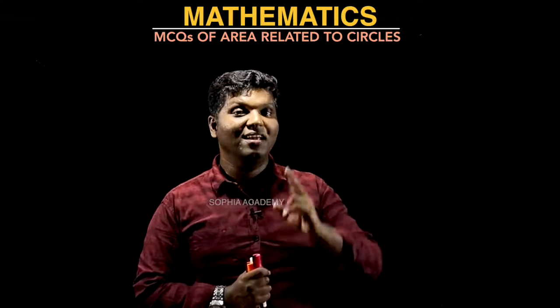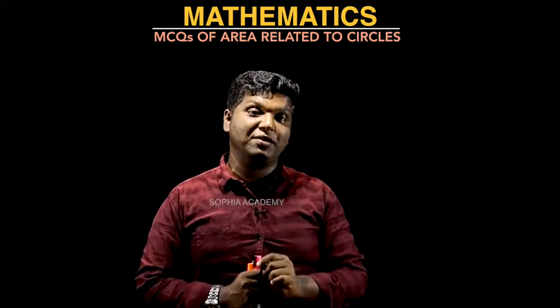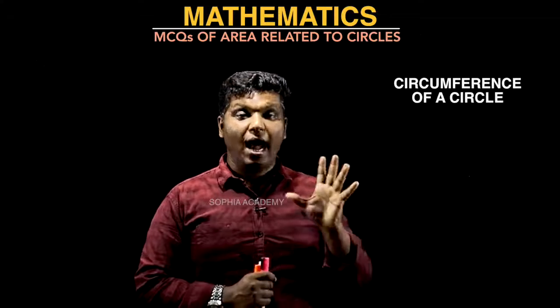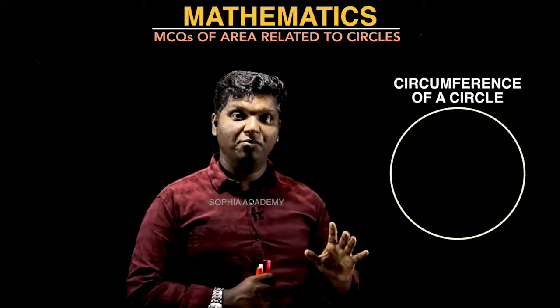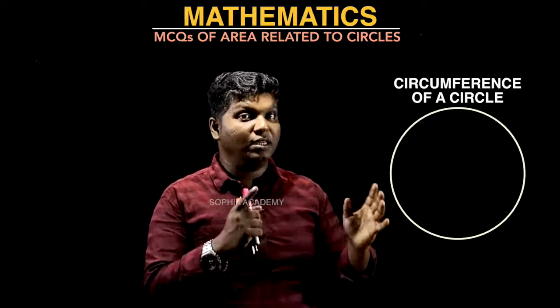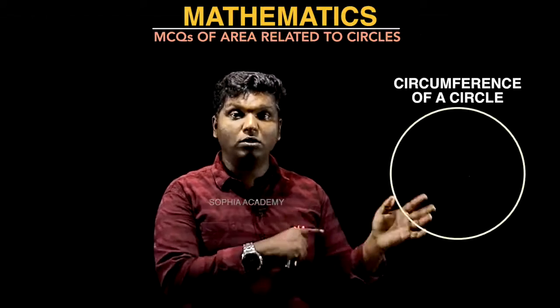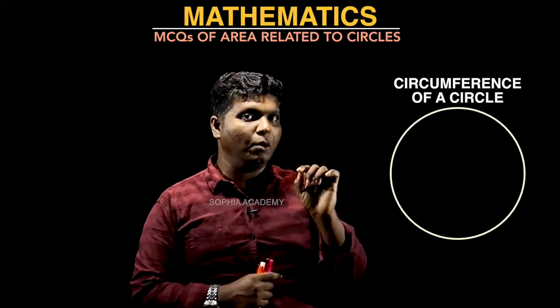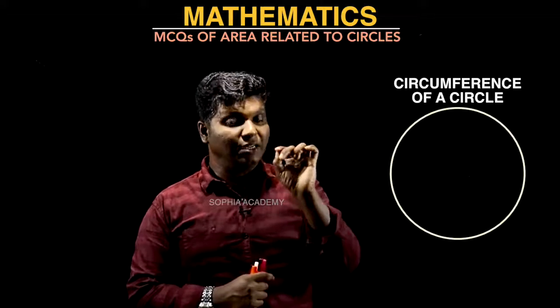There are two things which come to your mind when we are studying circles. Number one, the circumference of a circle. Number two, the area of a circle. What does circumference of a circle mean? Circumference means the total perimeter itself. When we studied rectangles, triangles and squares, we used to study the perimeter. Here, as it is circular, we use the word circumference.